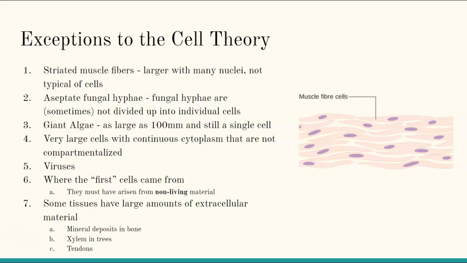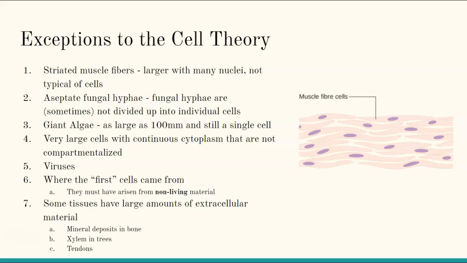Aseptate fungal hyphae, so the hyphae that makes up fungi, they're sometimes, not always, but sometimes not divided up into individual cells, but like the definition of hyphae are single cells, like really thin. They look like long pieces of spaghetti, basically, just like tons of little thin cells lined up one right after another. But sometimes they're not divided up one right after another into individual cells, so you have multiple organelles that typically only have maybe like one in a cell. You have multiple organelles in a hyphae cell.